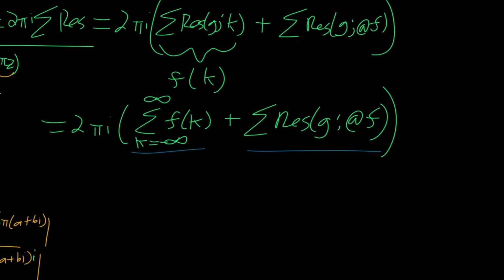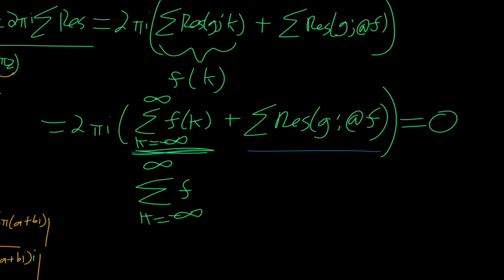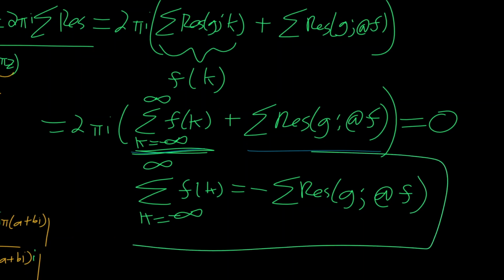So with this result, we can say that this is equal to 0 in the limit, and in doing so we can divide both sides by 2 pi, and solving for what we actually want, we see that the sum from k equals negative infinity to infinity of f of k is equal to the negative sum of the residues of g at the poles of f. And this right here is what we wanted to prove.